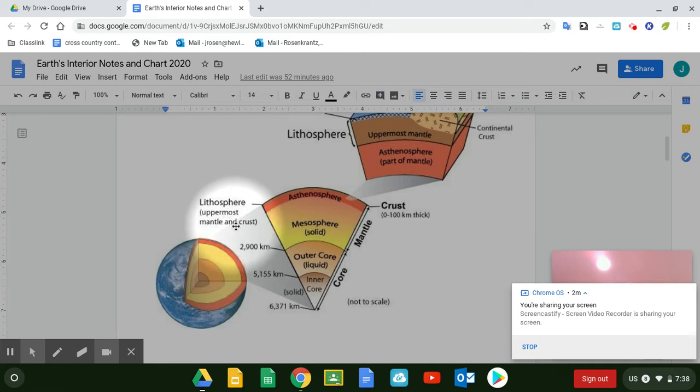And really, it's not just the crust, if you look here. It's the crust and mantle, but the uppermost part of the mantle. We call it the rigid mantle. And it's this portion that is actually broken up into these pieces that we call lithospheric or tectonic plates, which we're going to learn about.